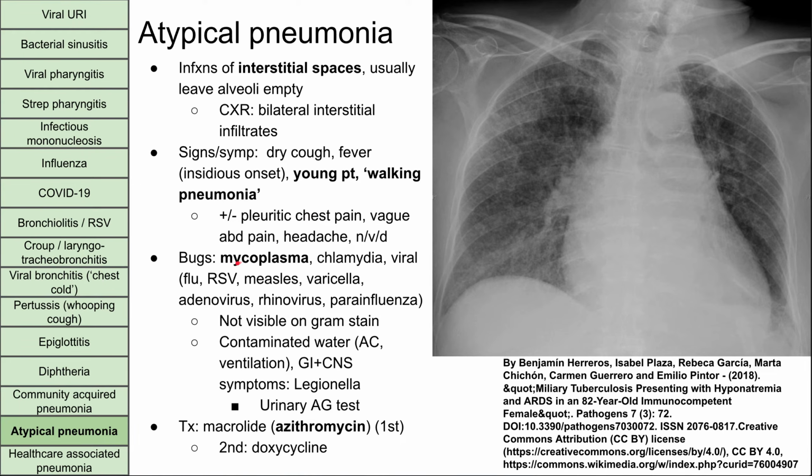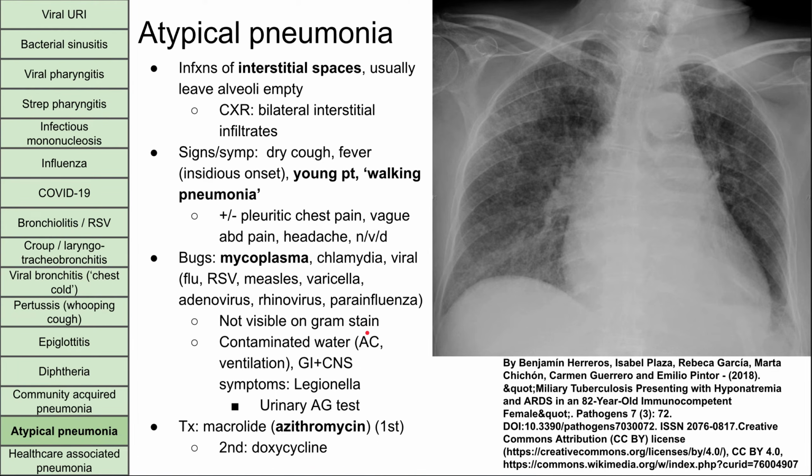This is like a small bacteria that's pretty small. It's almost like a virus, but it's technically a bacteria. Chlamydia can cause this, and viral pathogens can also cause this. So influenza, RSV, measles, varicella, adenovirus, rhinovirus, parainfluenza can all cause like an atypical pneumonia picture. In general, these bugs usually aren't visible on gram stain.